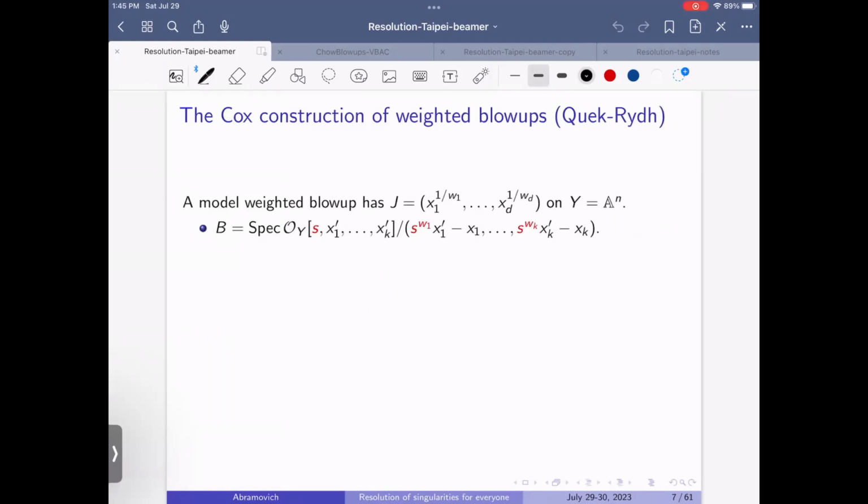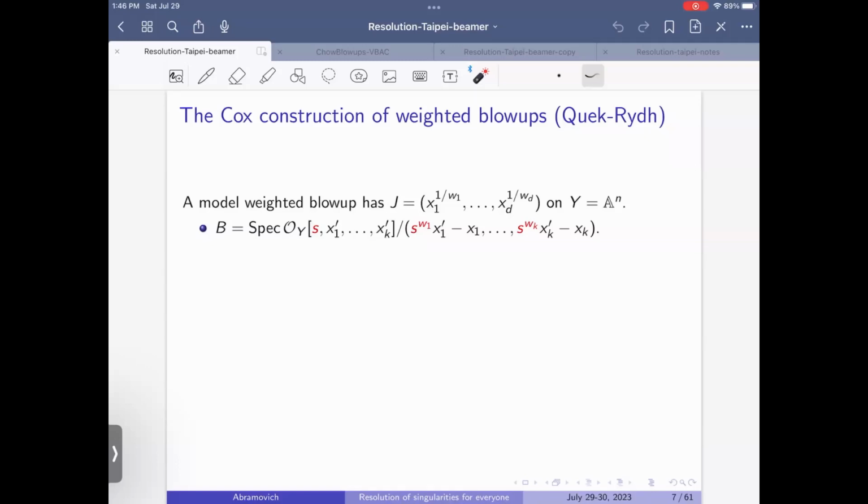So let's do the Cox construction for weighted blowups. This is again something that was discovered several times over history. The particular presentation is basically due to Quek and Reed. There's a paper about weighted blowups that has been in the writing for at least 3 years. It's basically complete, and you can find it on David Reed's webpage, but it's not yet on the archive. David Reed is very careful about only giving the final product at the end.